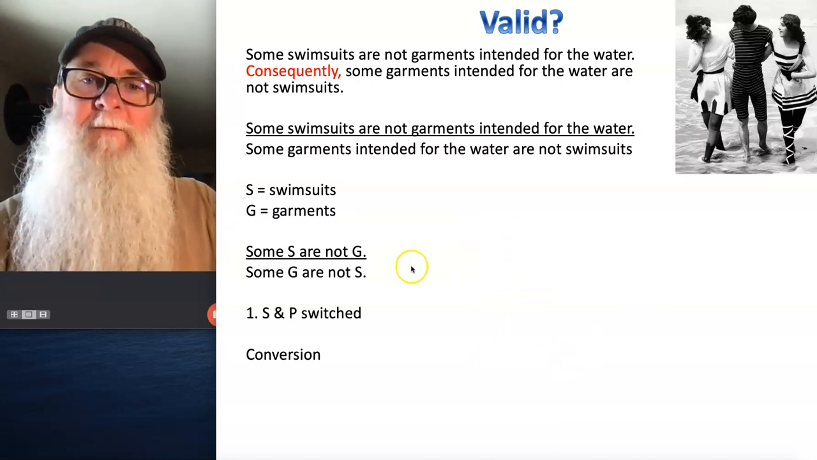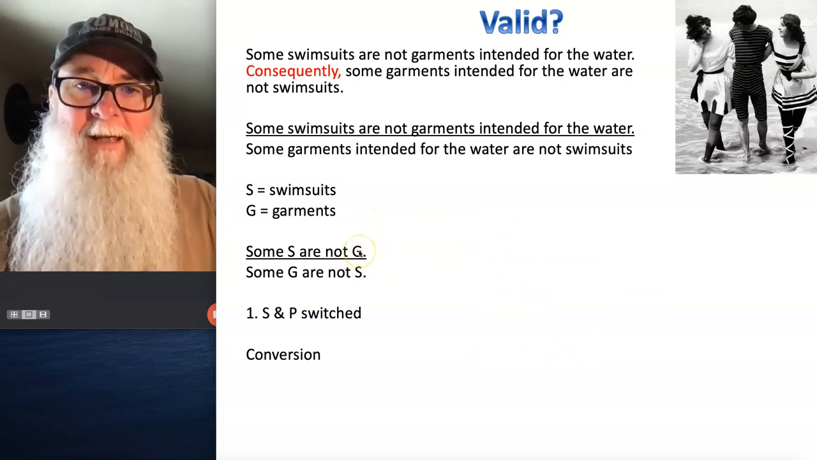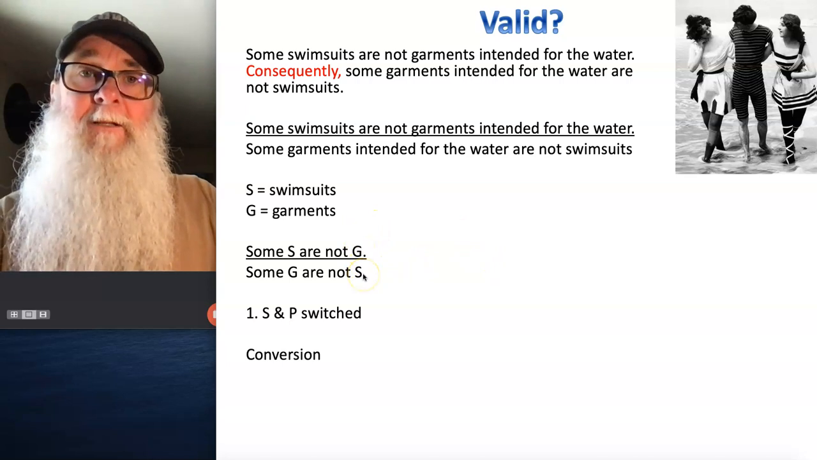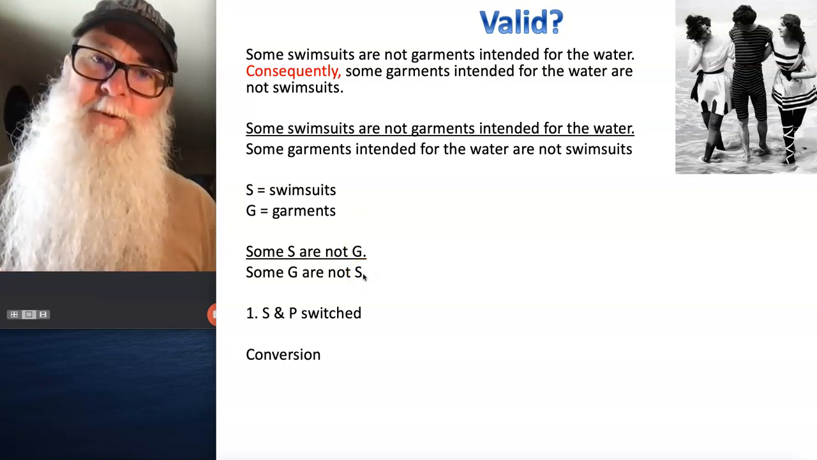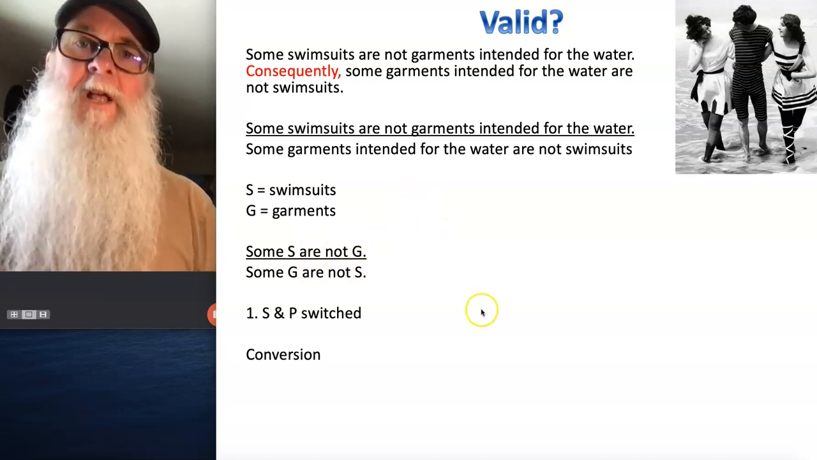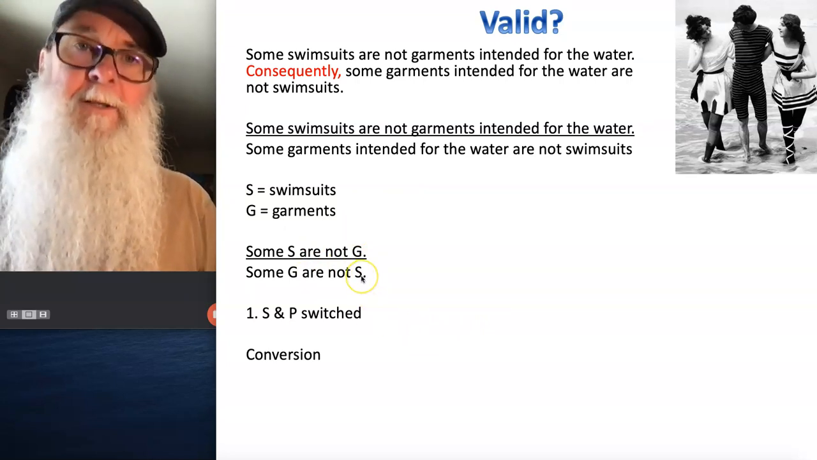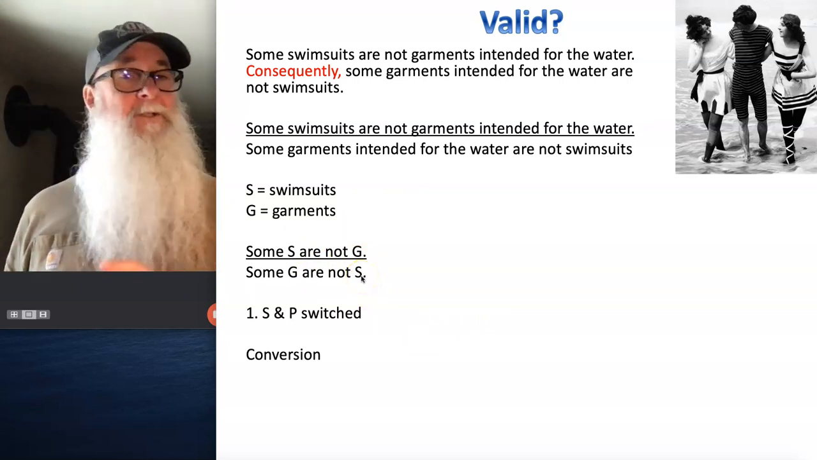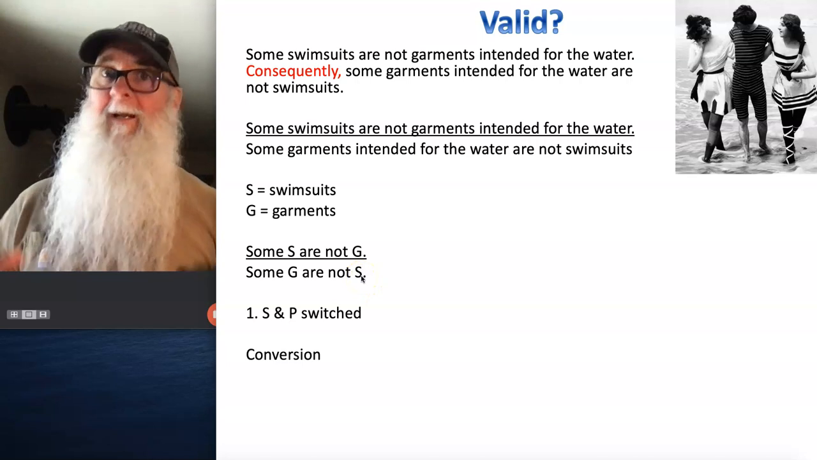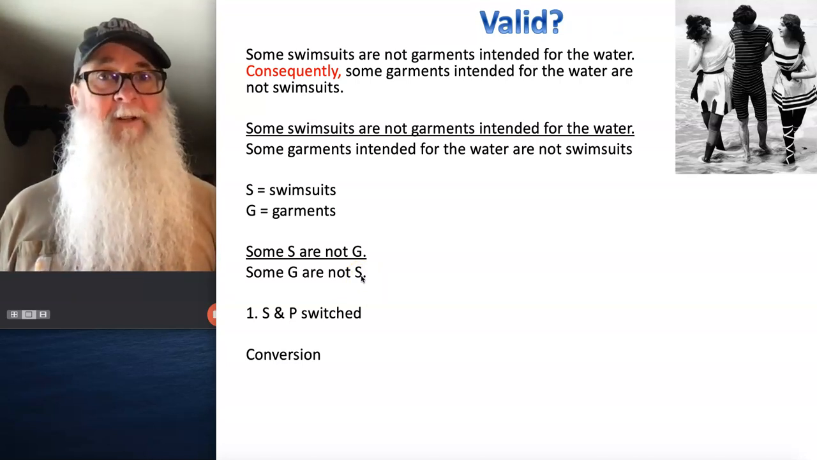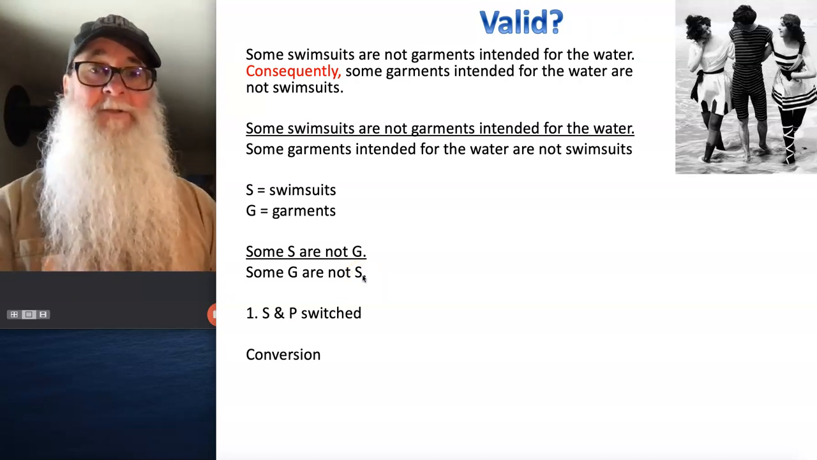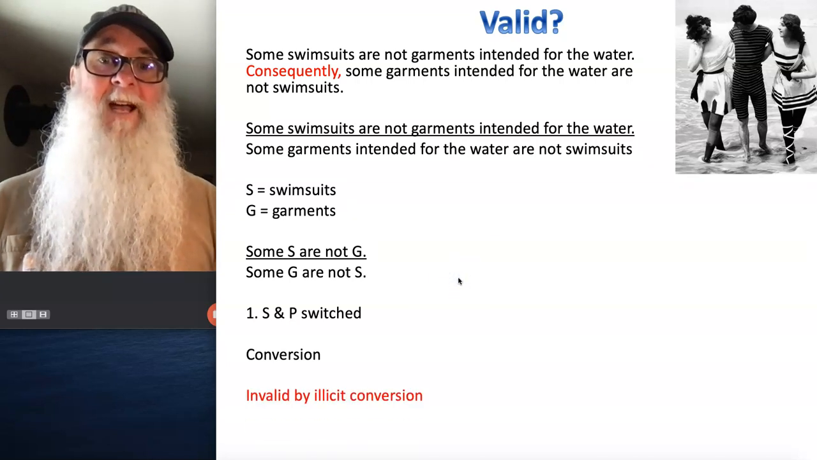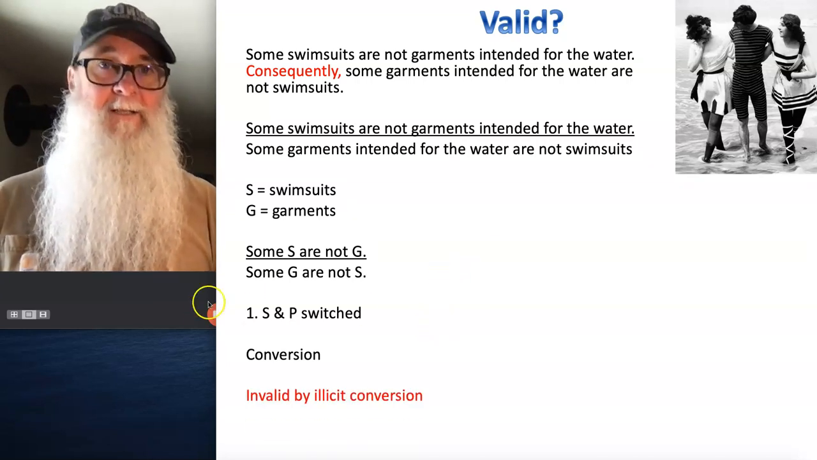When we apply conversion to a statement like the premise, we generate a statement like the conclusion. But even when we assume the premise statement is true, the conclusion statement will remain undetermined. That means it could be true, it could be false. And remember, if it's possible for the conclusion to be false, even when we assume the premises are true, the argument is invalid. So this is invalid by illicit conversion.